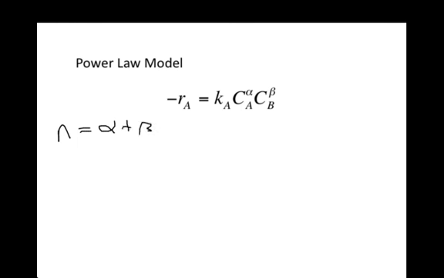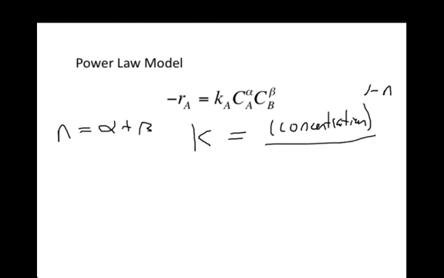k_A is our specific reaction rate constant, and the units here are going to be something we want to keep track of, because depending on the overall order of the reaction, the units are going to change. We can see this because minus r_A is always going to be in units of concentration per time, and so the units of our specific reaction rate, k, are always going to be concentration to the 1 minus n, the reaction order, over time.